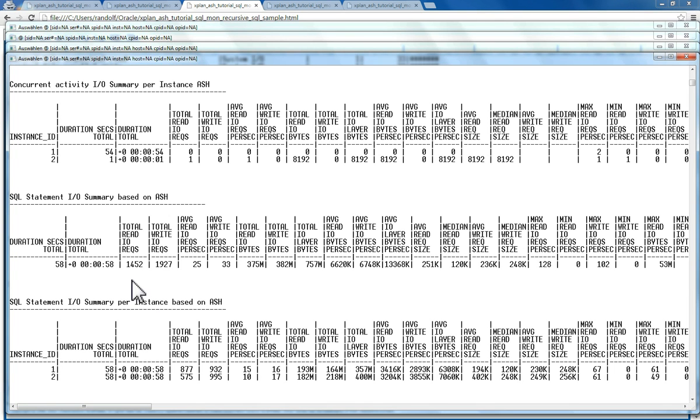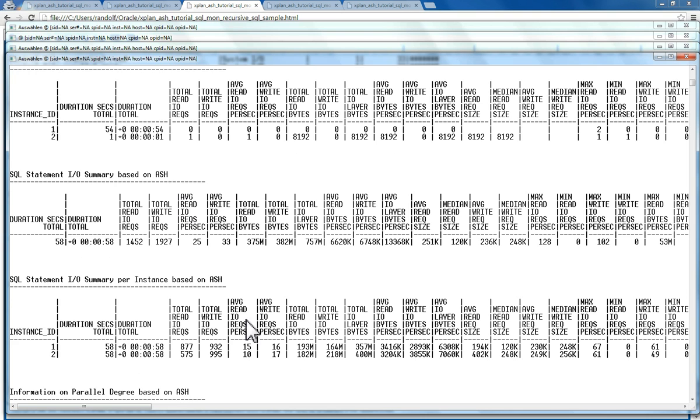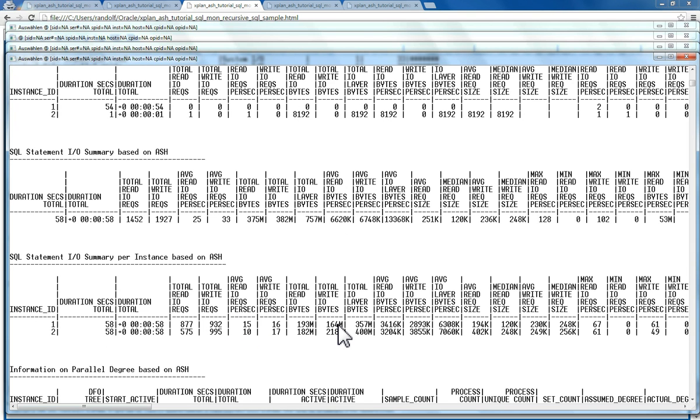And the same applies, of course, to the I/O summary for the SQL execution analyzed. So you get this information on global level and then on instance level, which is, apart from that, exactly the same information, just so that you can spot whether some instance was involved in more or less of the total I/O activity.